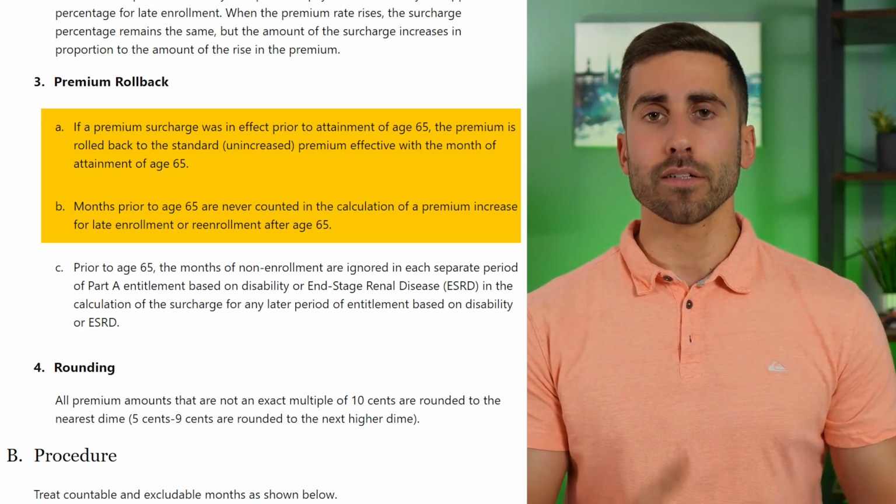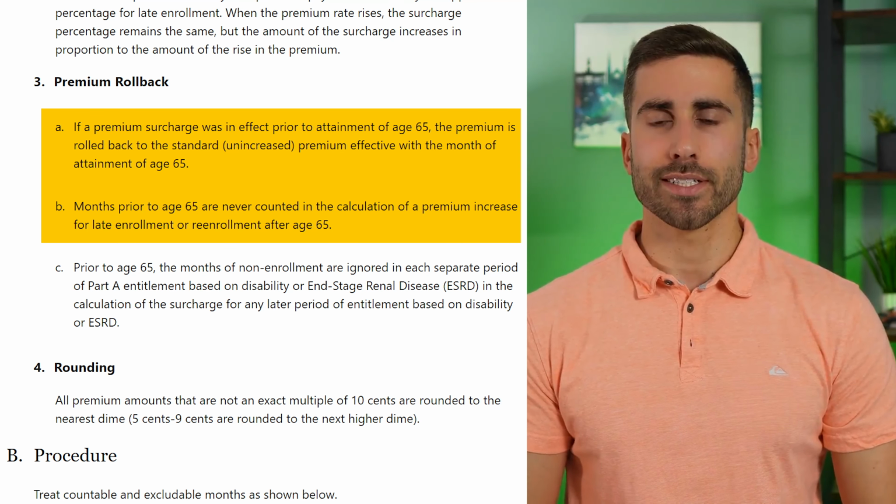Another scenario for Part B penalty removal is if you are eligible for Medicare before age 65. So if you're first enrolled in Medicare before age 65, usually due to disability, and you are being assessed a Part B penalty, this penalty gets eliminated when you turn 65, essentially giving you a fresh start.